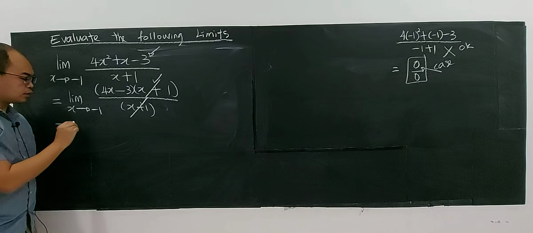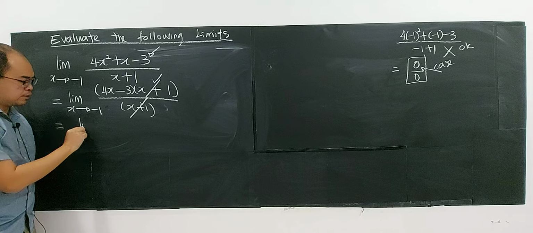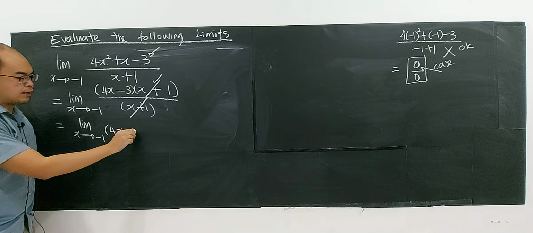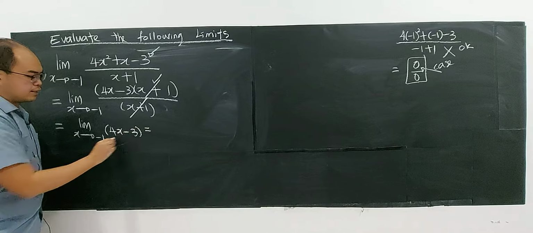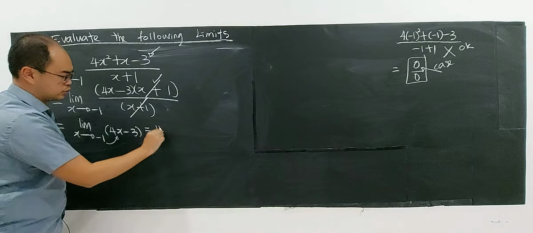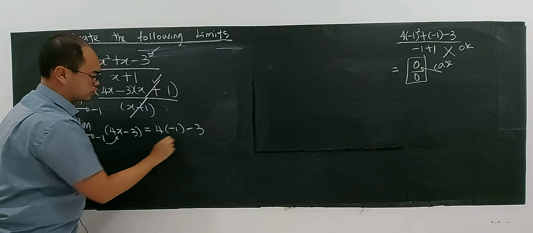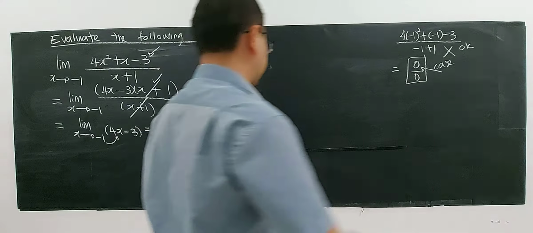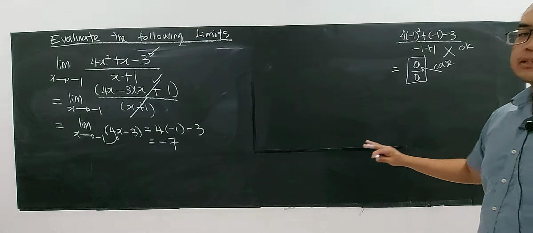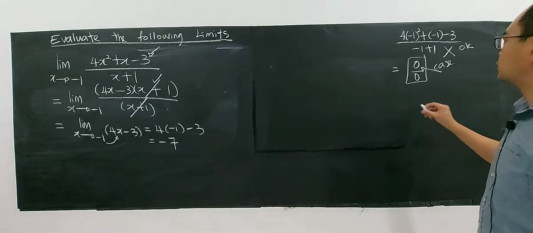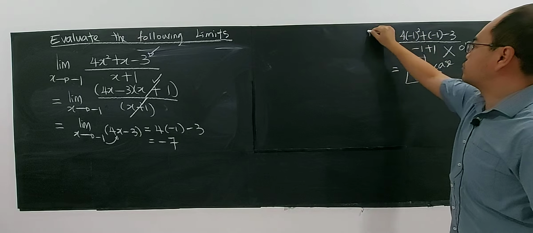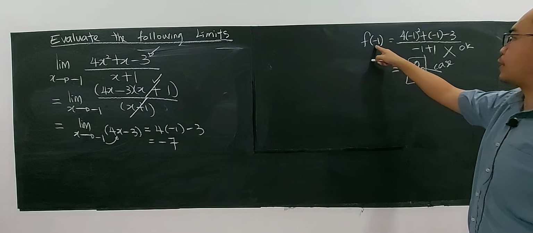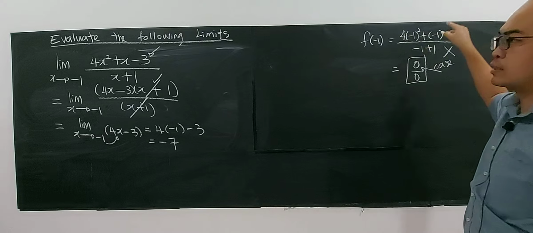So you will have the limit as x approaches negative 1 of 4x minus 3. Now you can directly substitute into the function, which is 4 times negative 1 minus 3. So you get negative 7. Again, I remind you, this is for concepts. If you directly substitute, f of negative 1 is undefined.